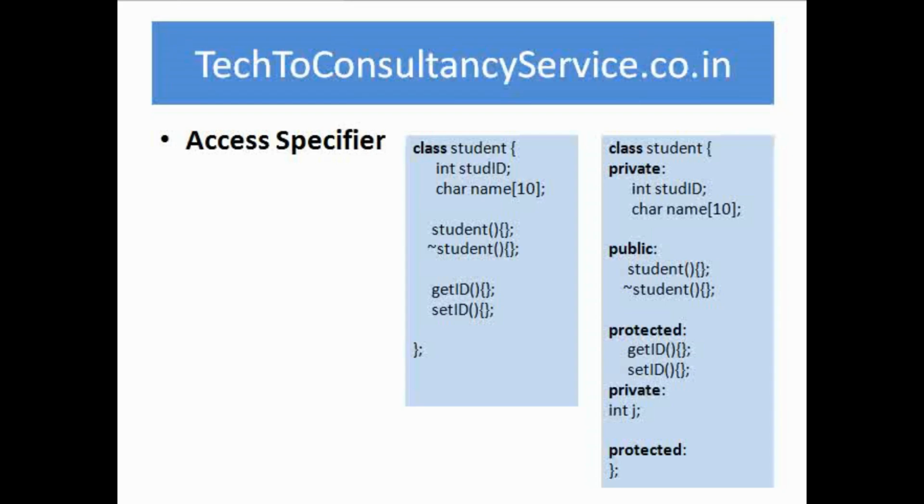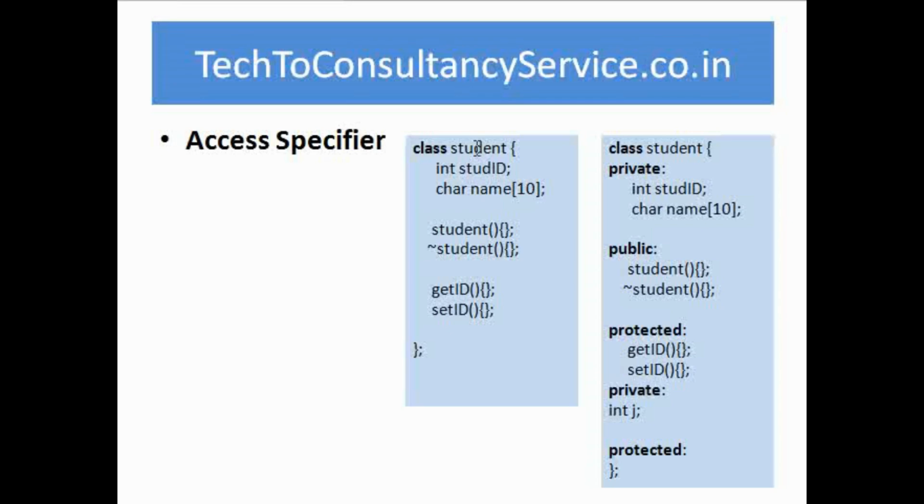Finally, the public members are accessible from anywhere where the object is visible. By default, all the members of a class declared with the class keyword have private access. Therefore, any member that is declared before any other class specifier automatically has private access. Now you can see that I have written a class student.